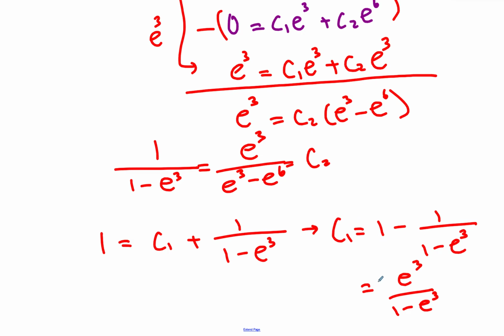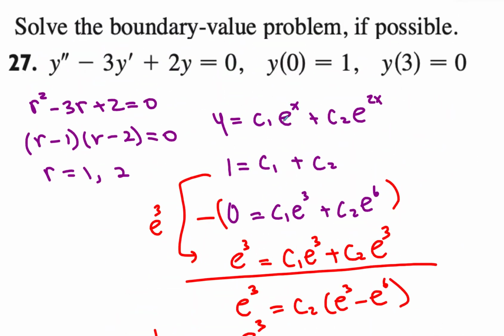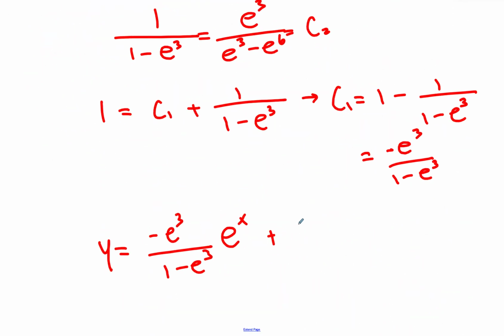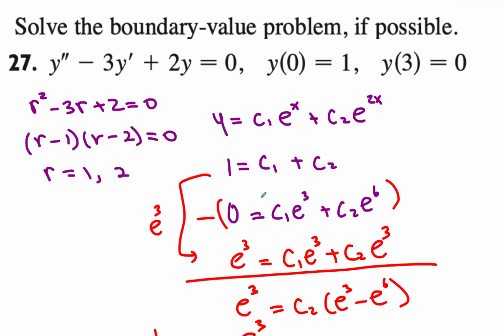In fact, it is negative. I forgot the negative sign. So then what we end up getting at the end is y equals negative e to the 3 power over 1 minus e to the 3 power times e to the x, plus c sub 2, which is 1 over 1 minus e to the 3 power times e to the 2x. That becomes our final answer, the particular solution for this case.